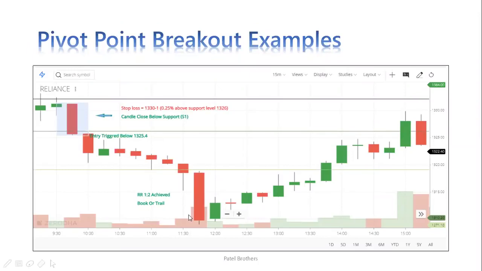From there you got almost a 15-20 points drop. Out of that 20 points drop, you can at least get 10 to 15 points, 1:2 you can meet in this kind of setup. You have to trail your stop loss only once you are getting 1:1 plus risk reward. Don't trail immediately in between. This is a very simple setup and there is nothing to do, but you have to be on screen and watch every 15 minutes closing.